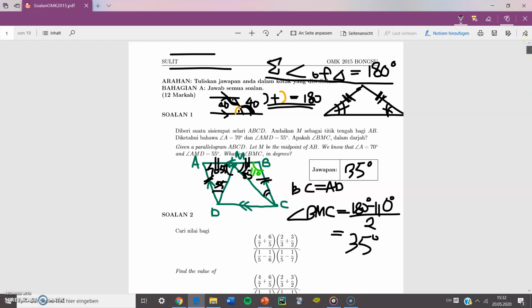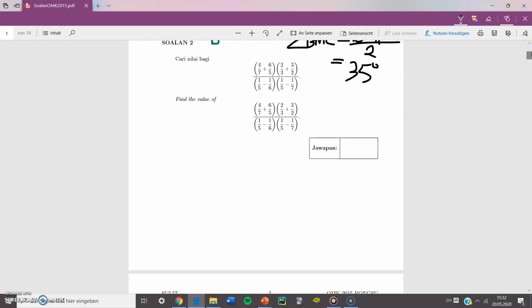So now let's move on to the second question. Cari nilai bagi this whole stuff. So really complicated. Oh my god, right?